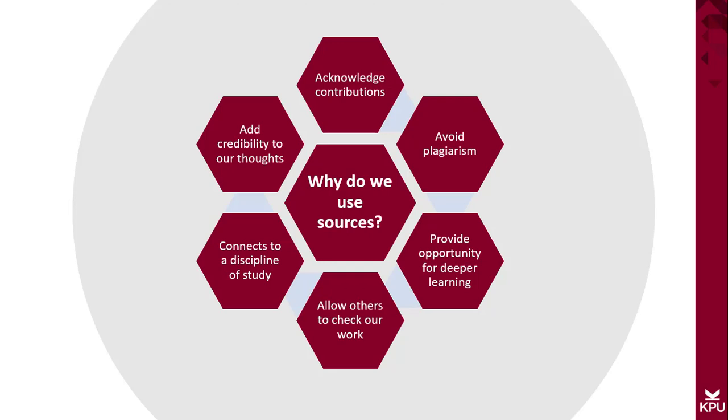To start with, we need to acknowledge the contributions others have had on our learning. In academia, we do this through a process called citation. There are multiple citation styles which you may have heard of, including the MLA or Modern Language Association citation style, the APA or American Psychological Association style, or the Chicago style. All types of citation allow us to acknowledge the contributions of others and avoid plagiarism. For more information on citation style and plagiarism, please visit the Academic Integrity Pressbook.